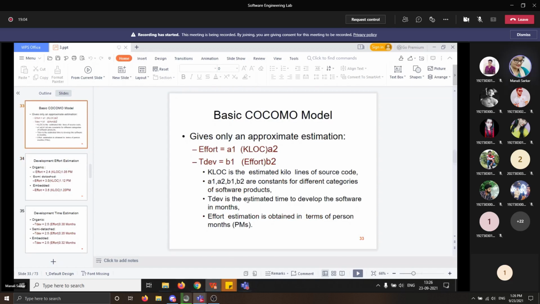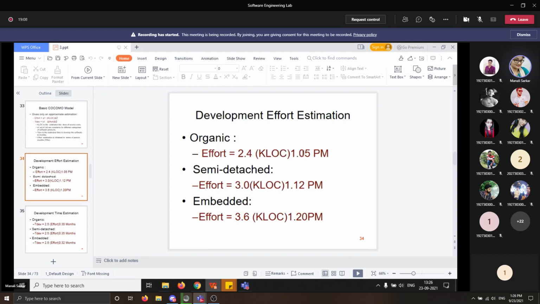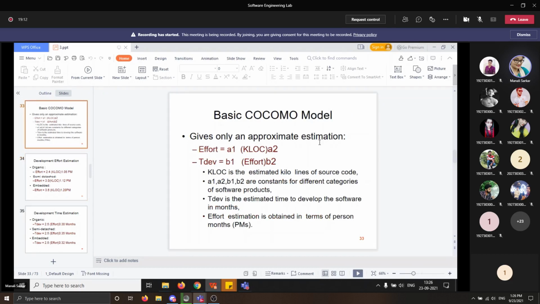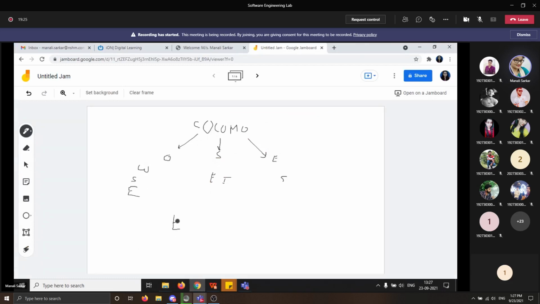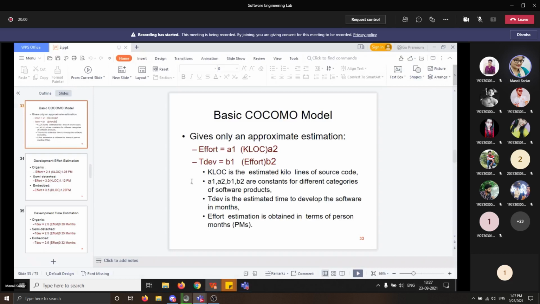So see here, the basic development estimation. These are the two formulas to remember. Effort equals a1 times KLOC to the power a2, not multiplied by a2, just see this. Effort equals a1 times (KLOC) to the power a2, where KLOC is kilo lines of code. This is effort, and the next one is time of development, T dev. T dev is the estimated time to develop the software in months.